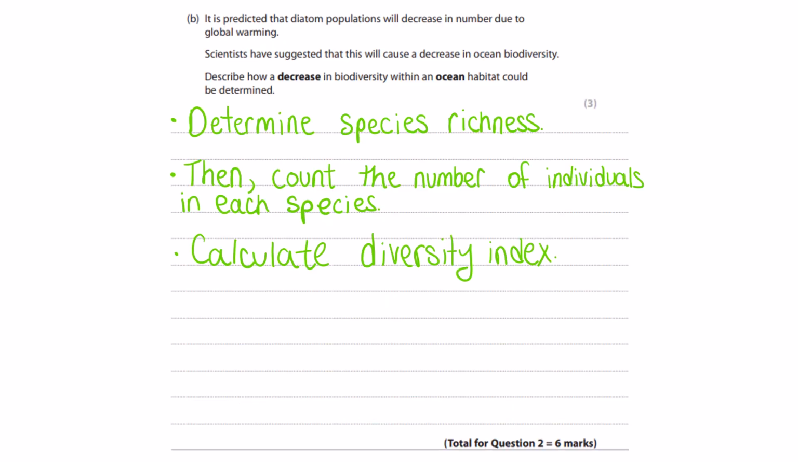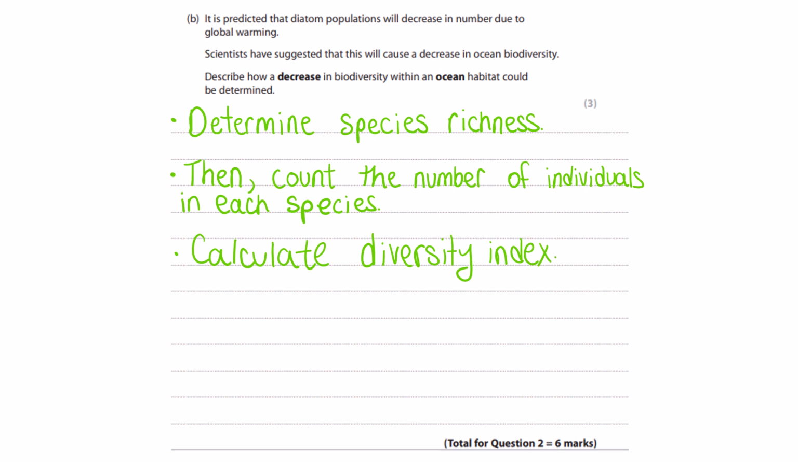Okay, it is predicted that the diatom populations will decrease in number due to global warming. Scientists have suggested that this will cause a decrease in ocean biodiversity. Describe how a decrease in biodiversity within an ocean habitat could be determined. Okay, so the first point is when you're talking about a range of species, and you're going to do a study in the ocean. The first thing that you want to determine is the species richness.